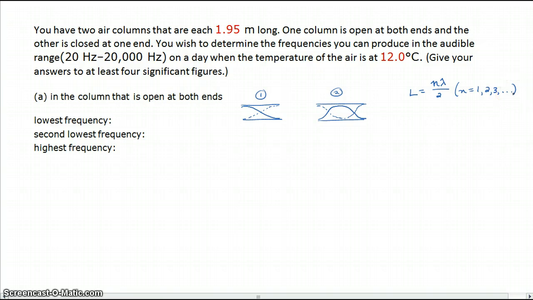So that is my governing equation for this. The strategy I'm going to use here is I have a fixed length, 1.95 meters.